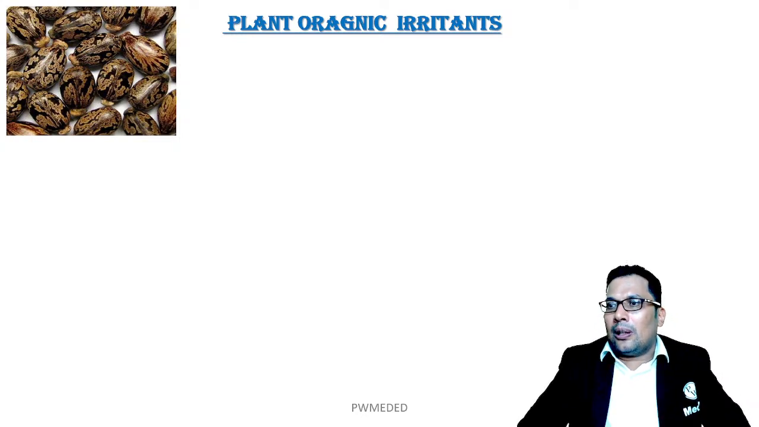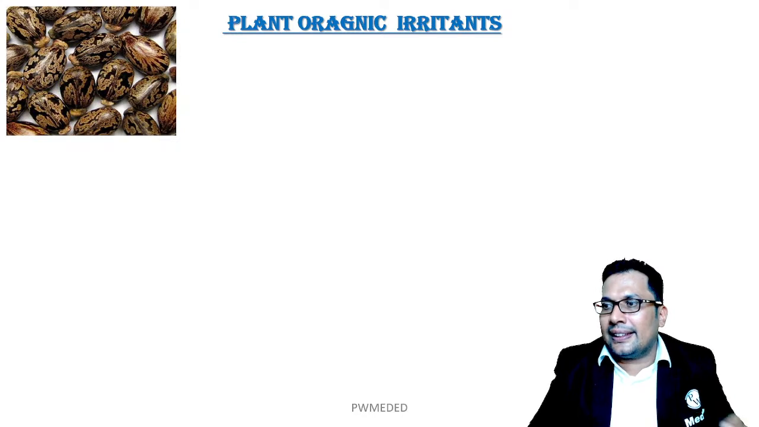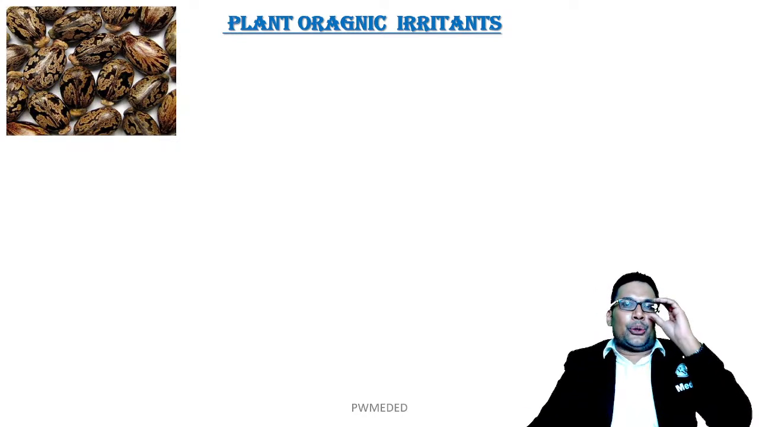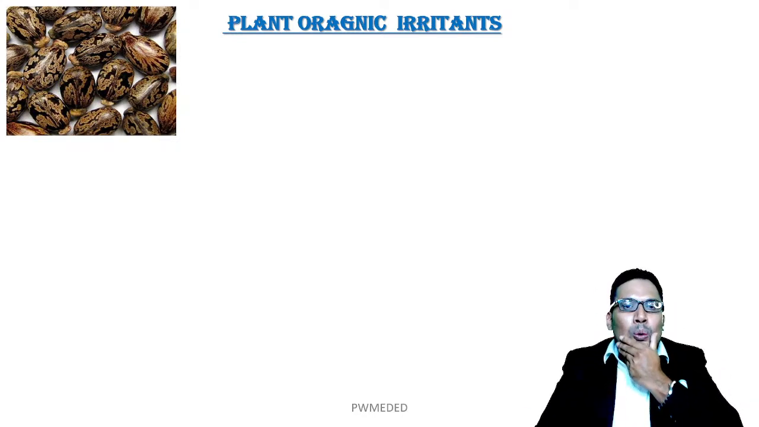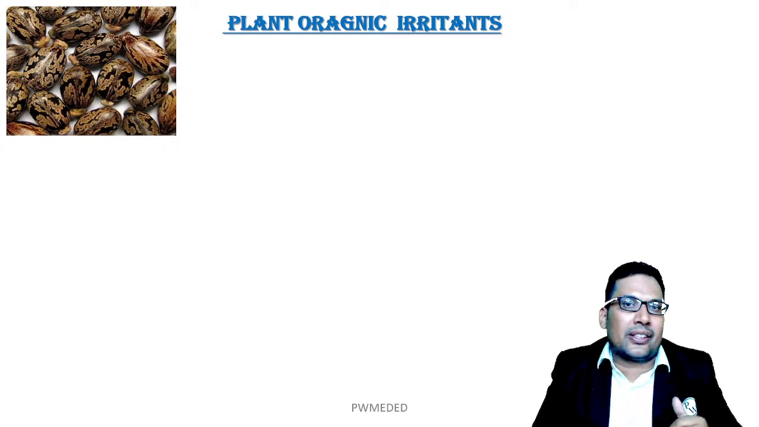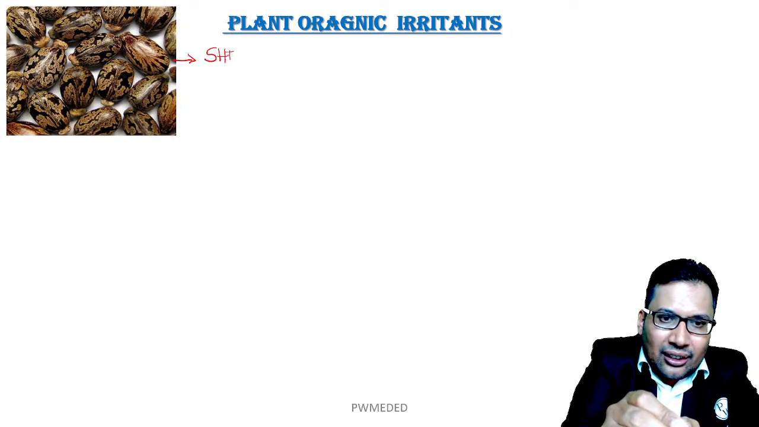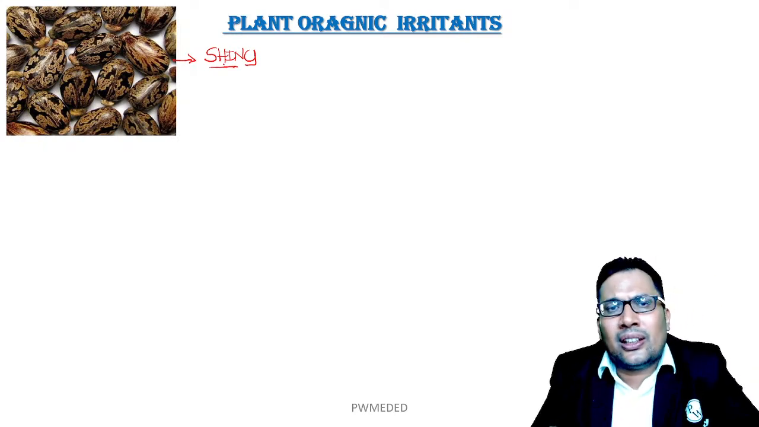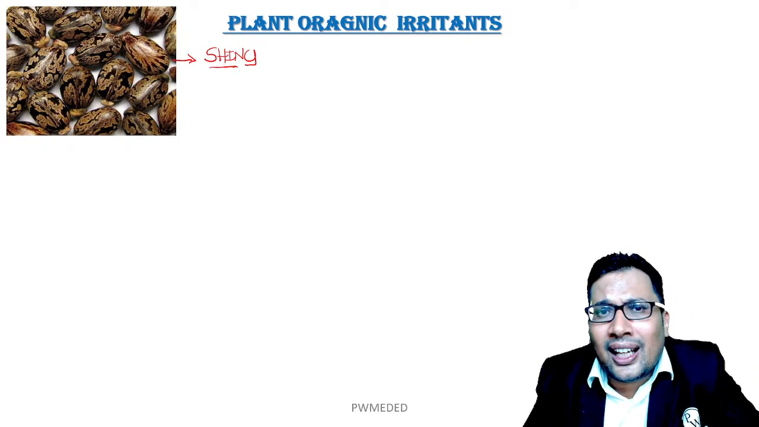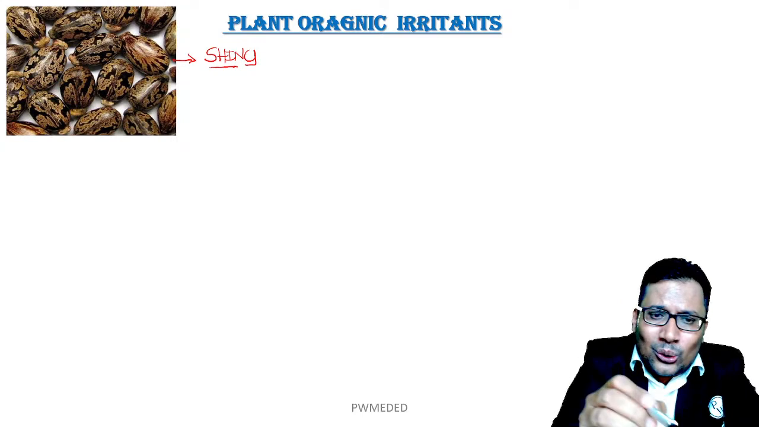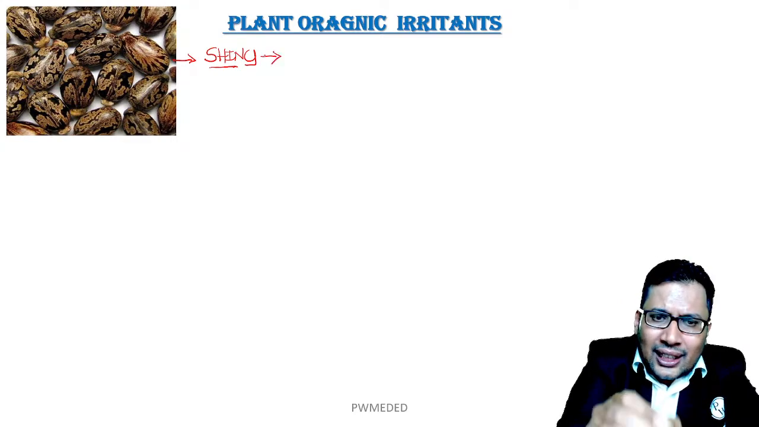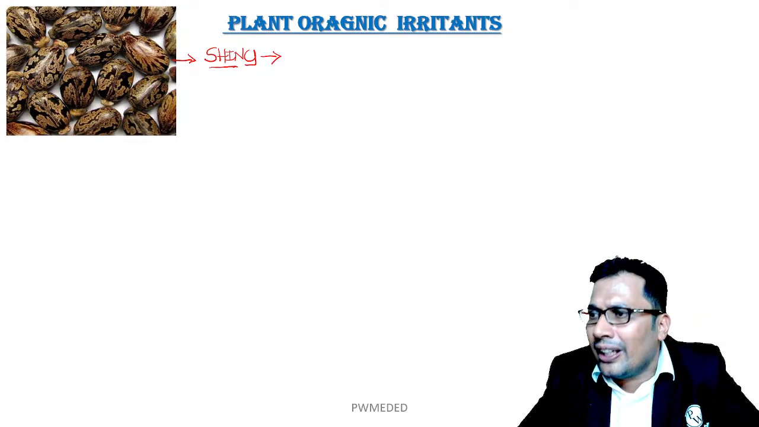Come on, beta. Come on. Tarakanta Das, Anis, Dami. Now, image-based question. Some images related to plant organic irritants. You can see here some shiny seeds are there. You can see the brown, black, grey markings. So whenever you see this kind of shiny seeds, very good.